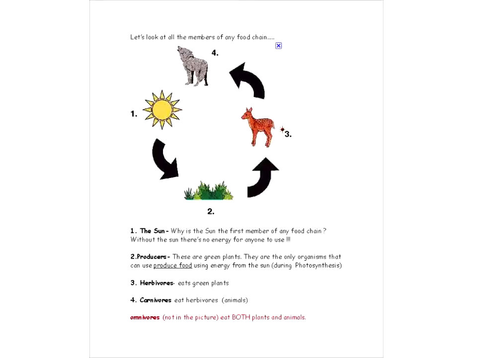Now, what we don't have in this picture above is an example of an omnivore. An omnivore is something that eats both plants and animals. See if you can think of some examples of those.